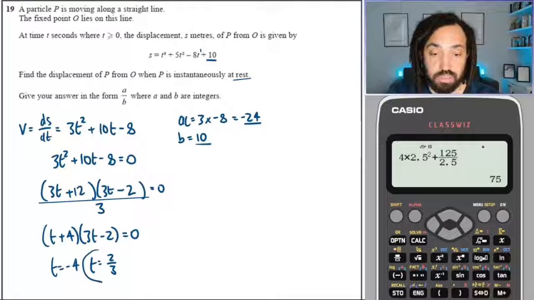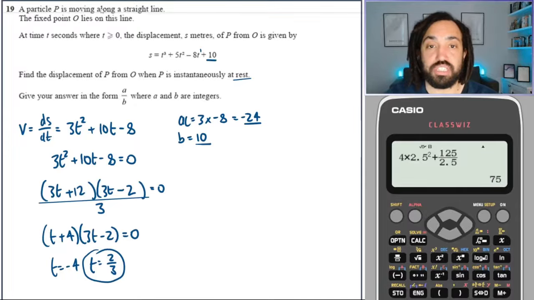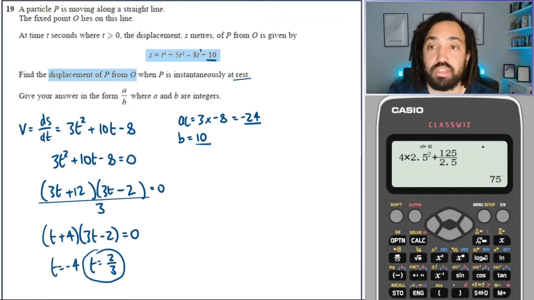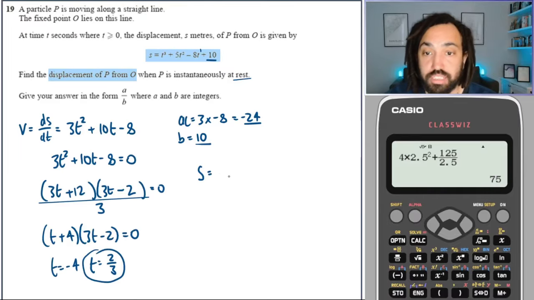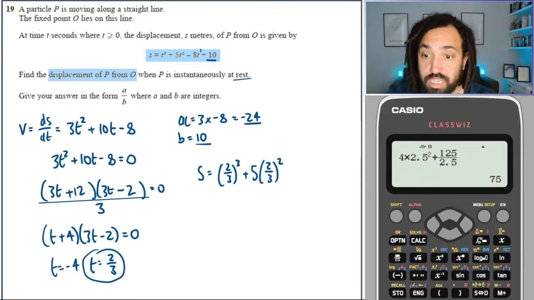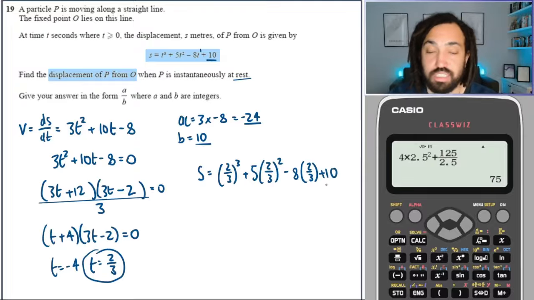Okay, so it has to be this one, because we can't have a negative time. And what does it ask for? Well, it asks for the displacement again of P from O. Okay, well that just means I need to use my displacement formula, which is this. No problem. I just need to substitute in the time that I know is 2/3. So I'm going to get 2/3 cubed plus 5 lots of 2/3 squared minus 8 lots of 2/3 plus 10.